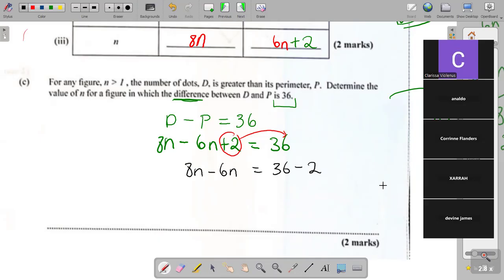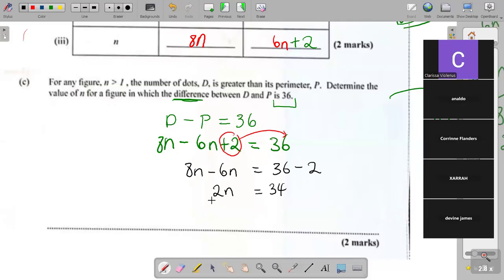Everybody should be able to finish this. I've got 8 apples. If I take away 6 apples, how many apples do I have left? Everybody see how we get 2n? You have to make sure you put 2n. Equal what? 34. Very good. Am I done?